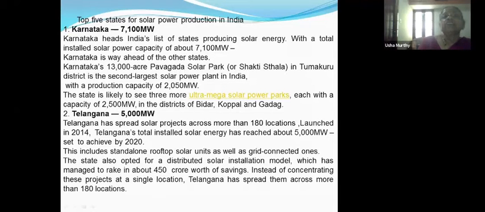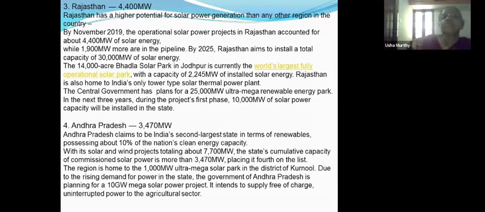And the third one, we have Rajasthan. Actually speaking, Rajasthan has the maximum capacity to generate solar power in our country. They say they have the highest potential to tap solar energy than any other region in the country. By November 2019, solar power projects accounted for 4,400 megawatts of solar energy, with almost 2,000 megawatts in the pipeline. By 2025, Rajasthan aims at installing a total capacity of 30,000 megawatts of solar energy. It's a very good target.